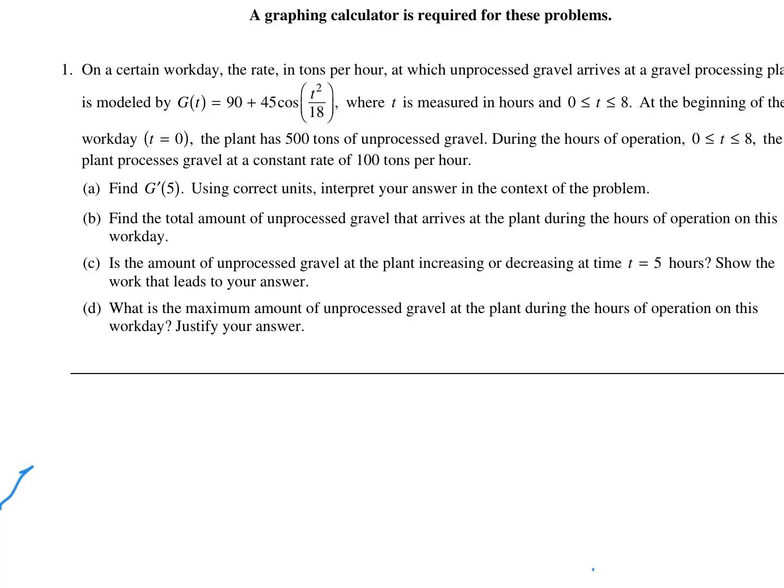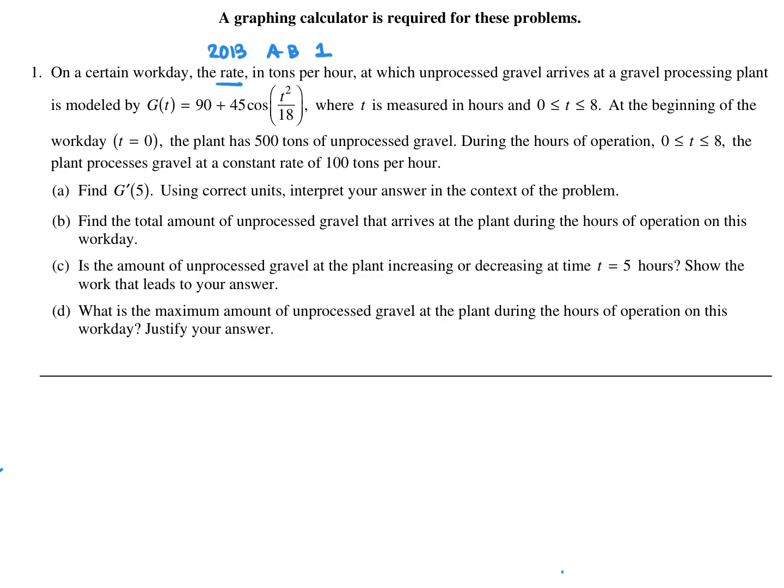All right, this is the 2013 AB question number 1. On a certain workday, the rate in tons per hour at which unprocessed gravel arrives to a gravel processing plant is modeled by this. Notice that is the rate, where t is measured in hours between 0 and 8. At the beginning of the workday, which is time equals 0, there are 500 tons already at the plant.